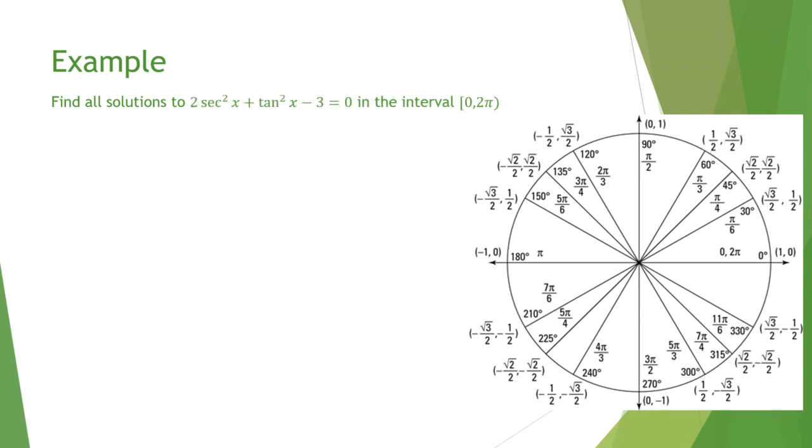Okay, now this is my last example here. We have 2 secant squared x plus tangent squared x minus 3 equals 0. Again, we're given the interval 0 to 2 pi, so we don't have to worry about the n stuff. So now we just have to figure out, well, how do we want to solve this?